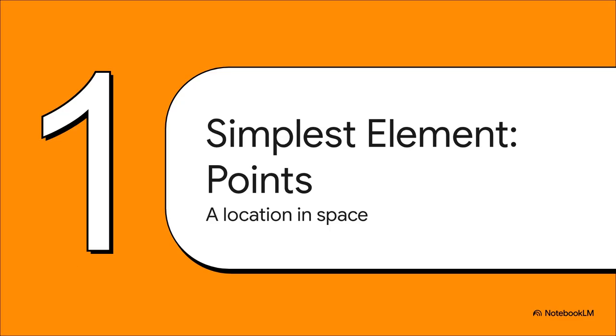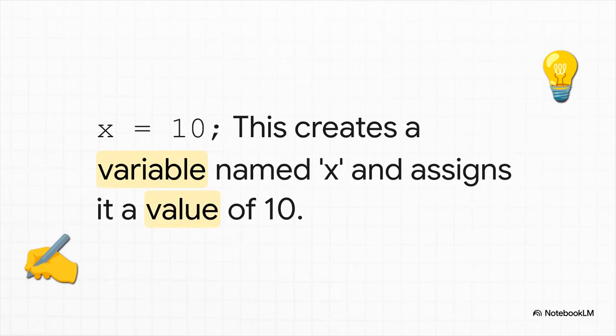Okay, so how do we get started? Well, we start with the absolute simplest element you can think of, a point. Seriously. Just like a massive tree grows from one tiny seed, every piece of complex geometry we can dream up begins with just defining a single location in space. To create our very first point, we need to write a little recipe. It starts with 3 simple ingredients.